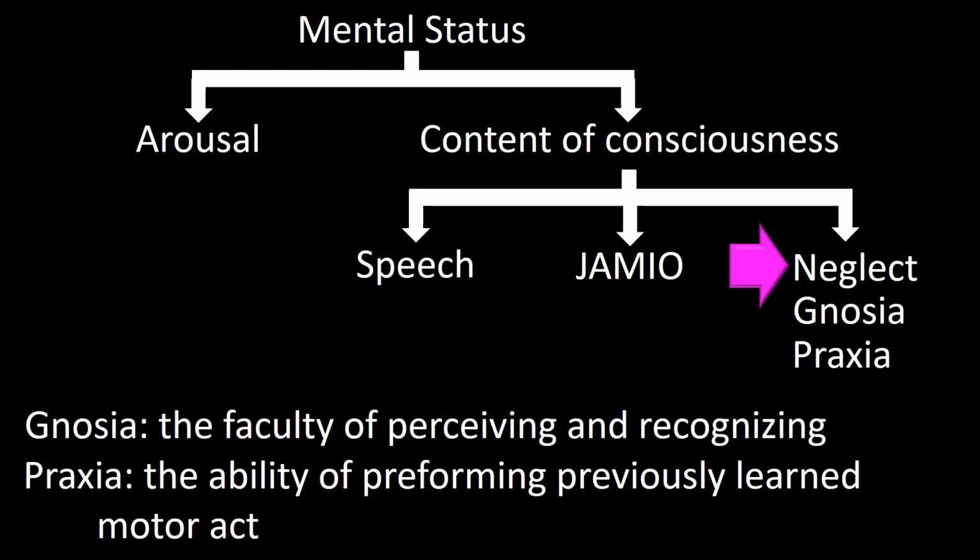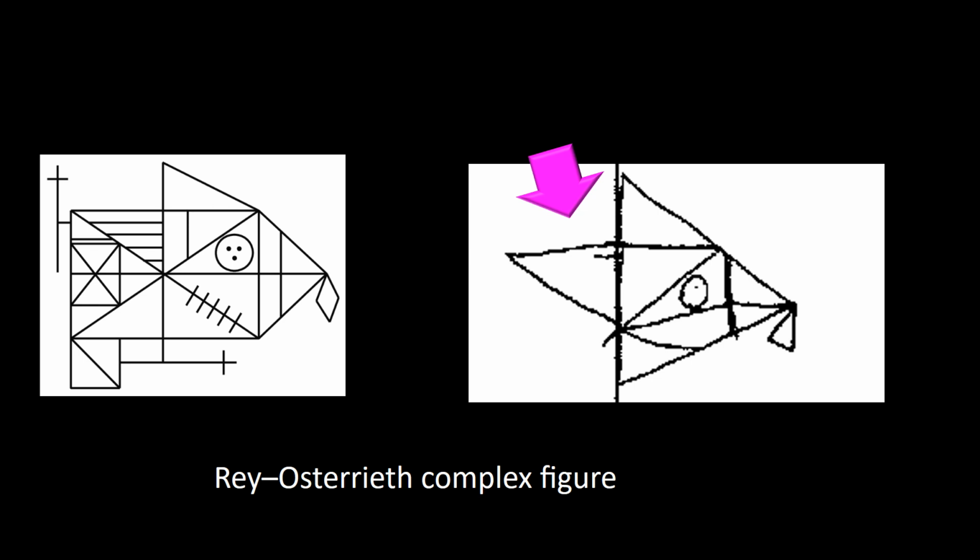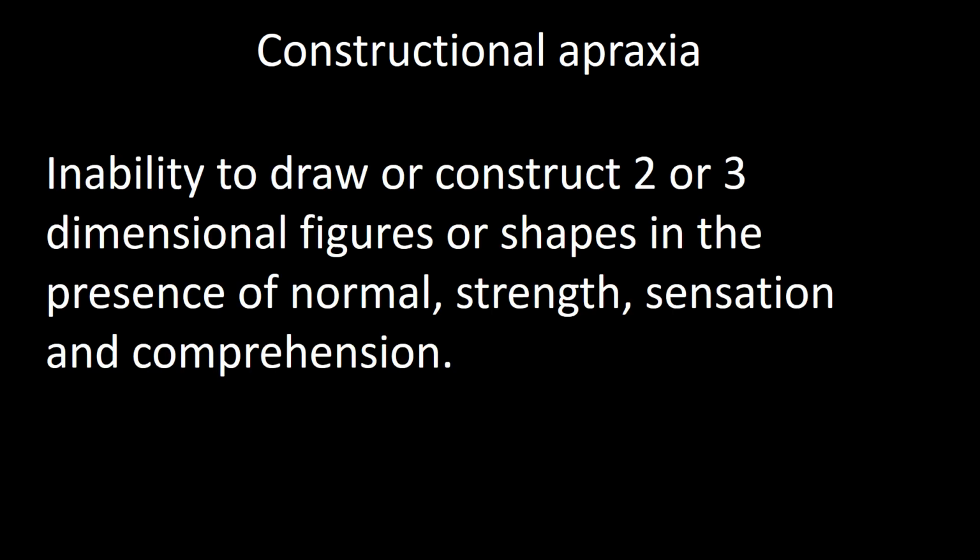While considering neglect, I usually investigate for the possibility of constructional apraxia. This frame shows the figure I have just shown you when I was talking about neglect. Notice that the right side also shows significant errors in construction. Constructional apraxia, as in the case of dressing apraxia, the word apraxia is misused, but it is here to stay, is defined as an inability to draw or construct 2 or 3-dimensional figures or shapes in the presence of normal strength, sensation, and comprehension.